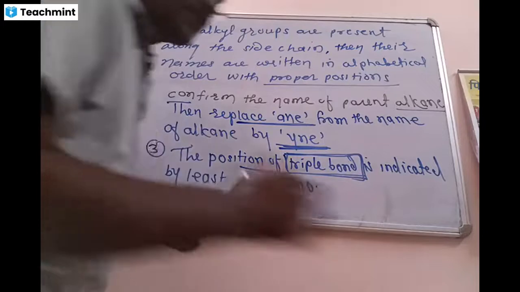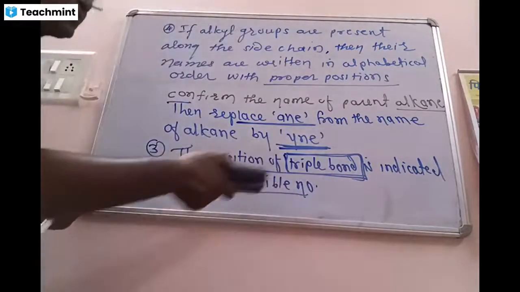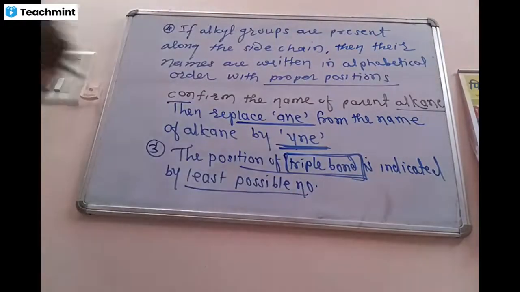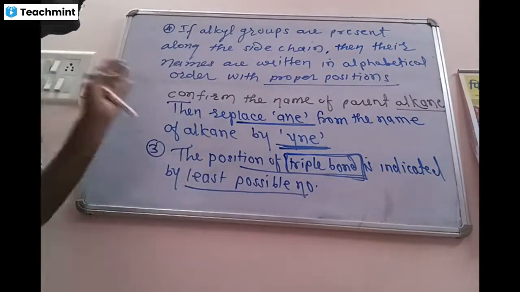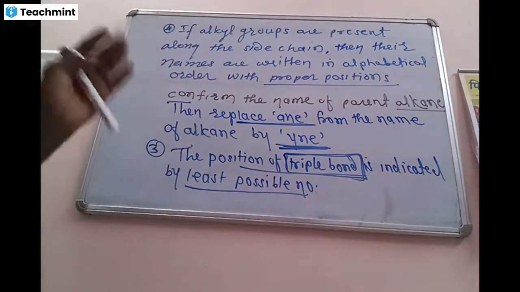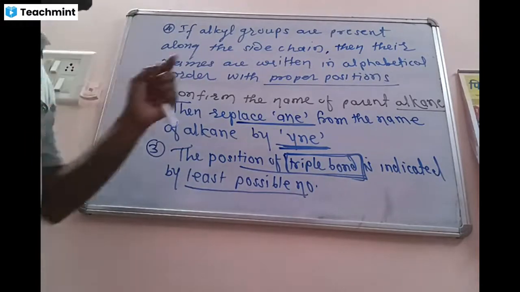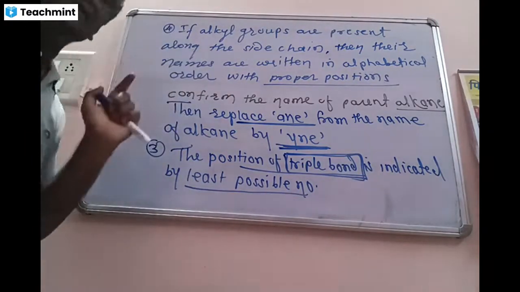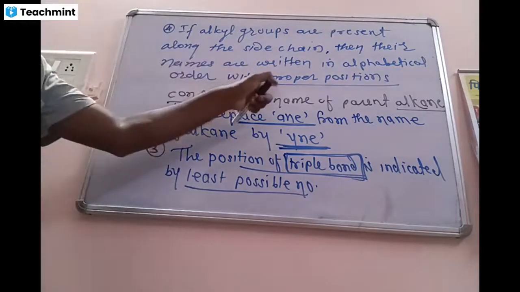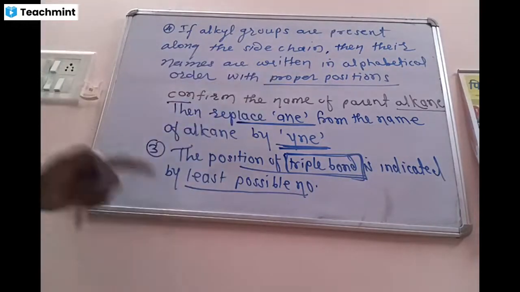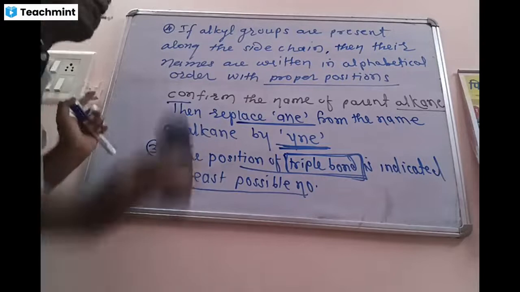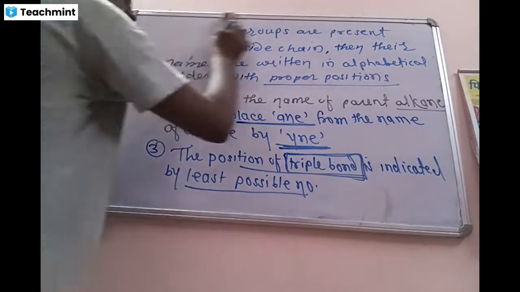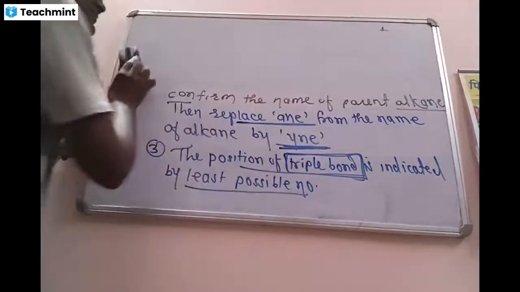Once we have the chain selection, you give the lowest position to the triple bond, and then you go for the alkyl groups present along the side chain. While writing their names, you have to follow the alphabetical order, meaning ethyl comes first, methyl comes later. That is called alphabetical order. Along with that, you have to write the proper positions of all such alkyl groups present along the side chains.